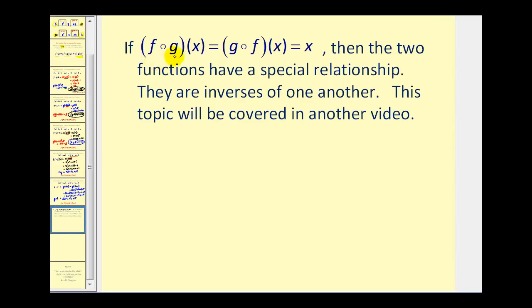If we did determine f of g and it was equal to g of f, which was equal to x, then the two functions have a special relationship and they are inverses of one another. And this topic will be covered in another video.